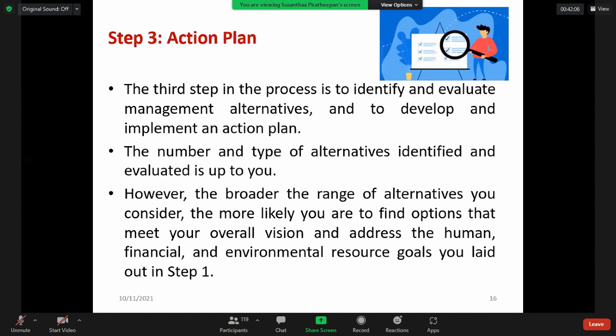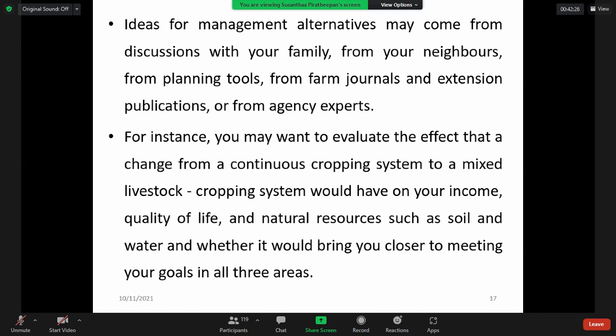So when you are evaluating more alternatives of management practices or any other resources, you can find more options to support your overall vision, like human resource, financial, and environmental resources. The ideas for the alternatives may come from discussions with your family members, neighbors, or planning persons, from planning tools, from journals, or from other agencies. You can get more ideas for the management alternatives.